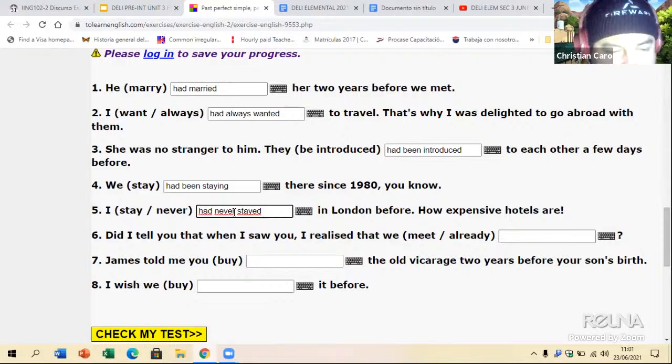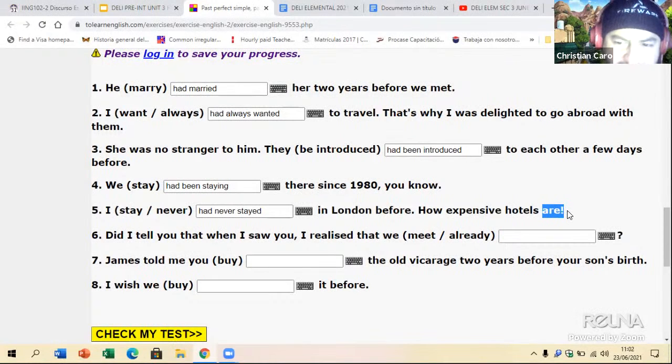En combinación. A ver, I never stayed in London how expensive hotels were, pero suena como raro. A ver, I had never stayed in London before how expensive hotels were. Sí, pues aquí, por ejemplo, para que hubiera estado el simple past combinándose con el past perfect, tendría que haber sido how expensive hotels were. No sé por qué pusieron are aquí.